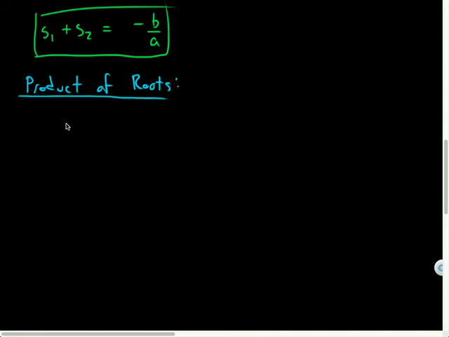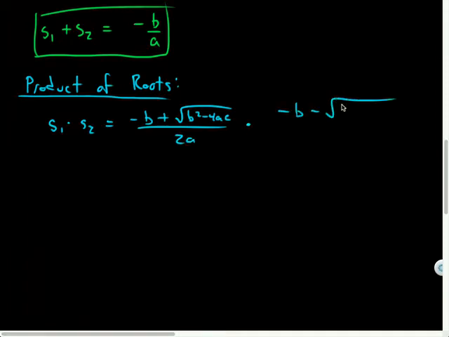That's fine. So here we go. S1 times S2. Nope, don't write that. I'm going to derive it again. I'm going to have the opposite of B plus the square root of B squared minus 4AC all over 2A. And I'm multiplying this by the opposite of B minus the square root of B squared minus 4AC all over 2A. Right? So I'm multiplying these.